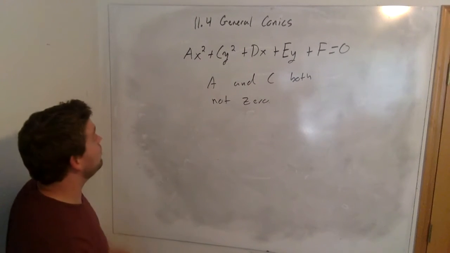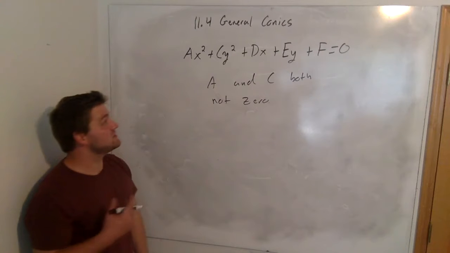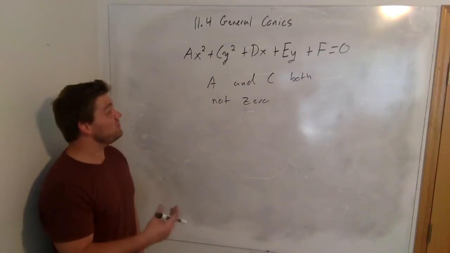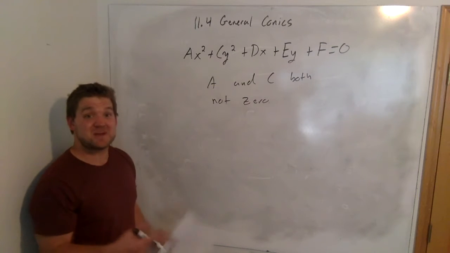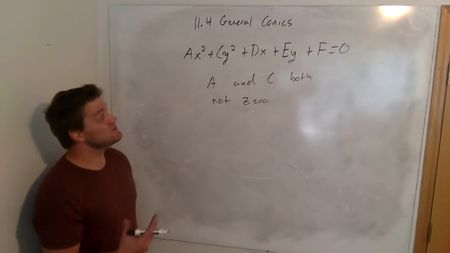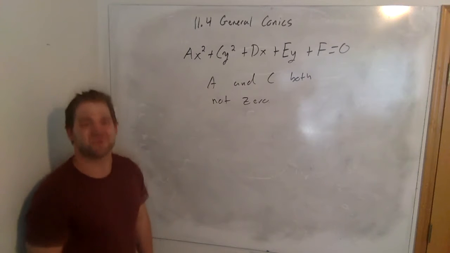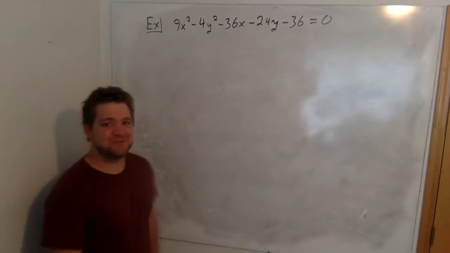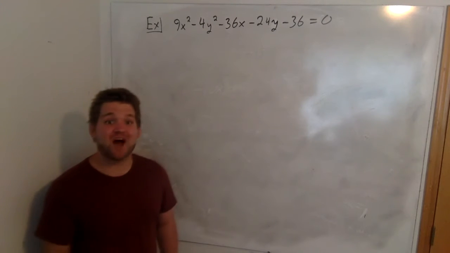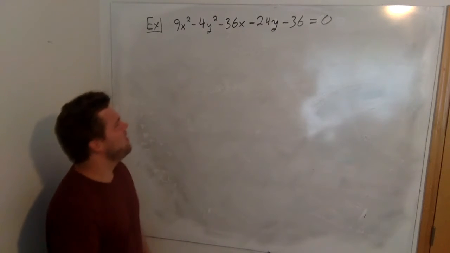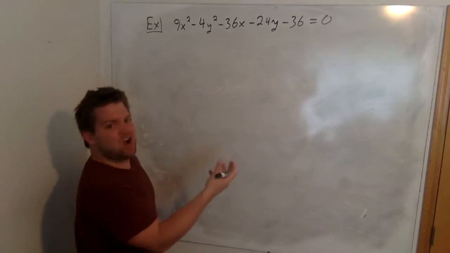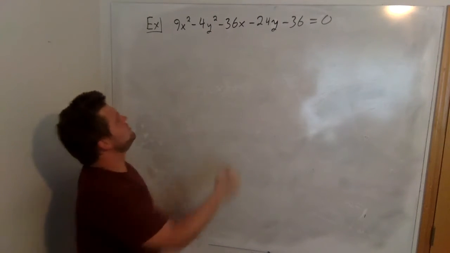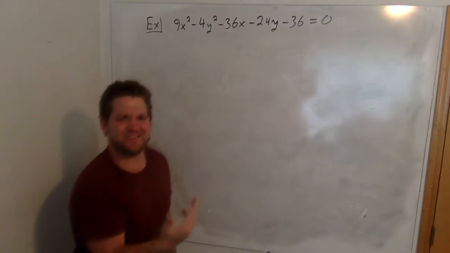Okay, so what we are going to do now is let's go ahead and write a general conic up on the board. When you're presented with a general conic, you may not know which one of the 4 it is. It's going to take a little bit of massaging for us to figure it out. Here's our first example. Here we are presented with a general conic, and it's our job to figure out which one it is. Are you an ellipse? Are you a parabola? Are you a hyperbola?